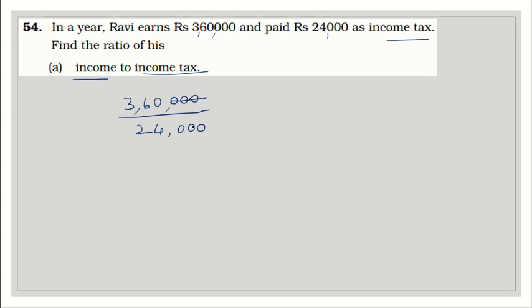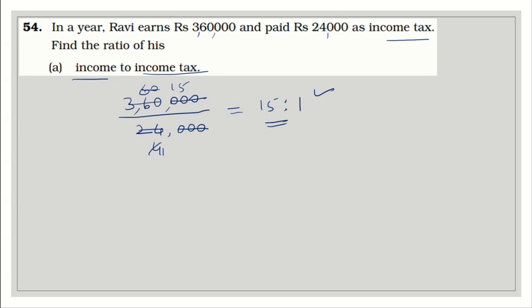So these 3 zeros will get cancelled. Now 360 upon 24, if you cancel with 6, 6 4s are 24, 6 60s are 360. Further it is divisible, 4 1s are 4, 4 15s are 60. Therefore 15:1 is the ratio between income to income tax.